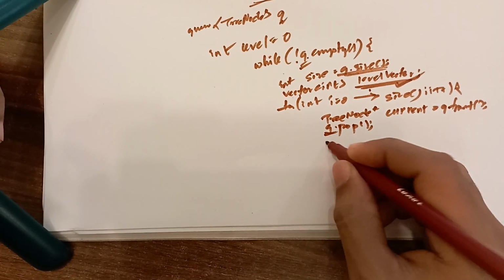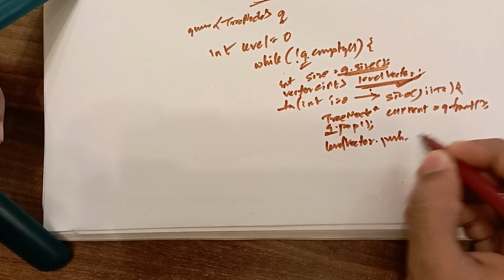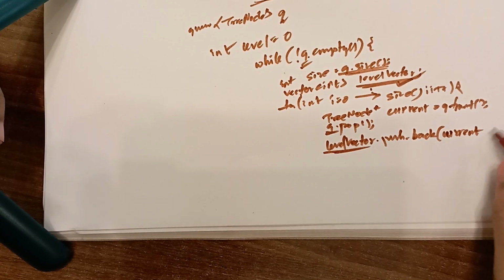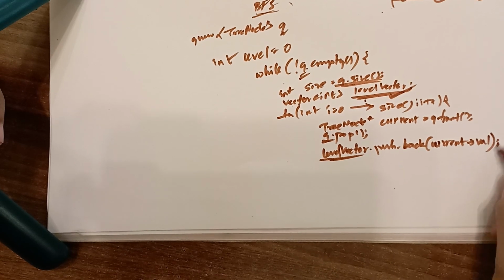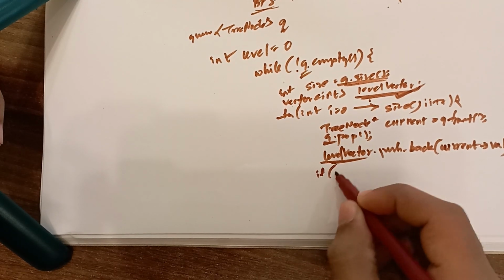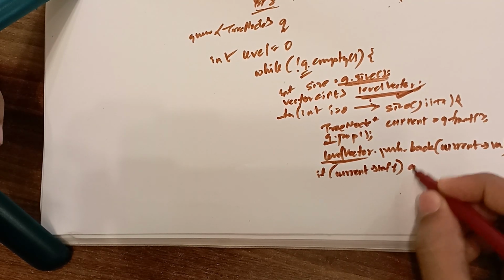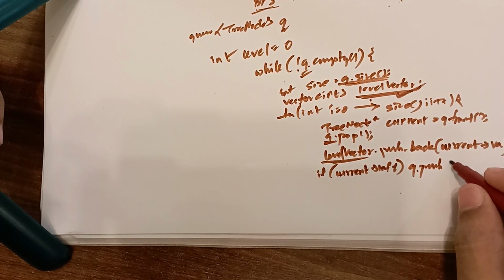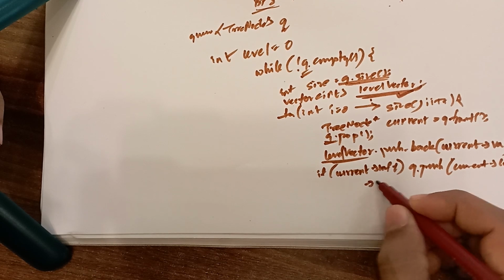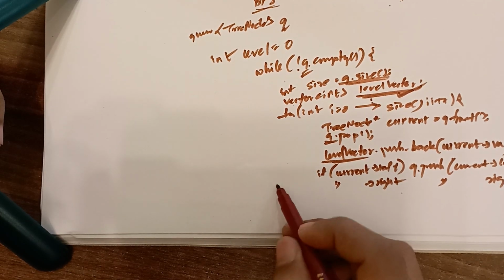Then, as I said, we will be storing all the elements of the current level into the level vector. So store the current node's value in the level vector. Now if you have a left for the current node, take it into consideration for the queue. Same with the right node. If you have a right node, consider that too.